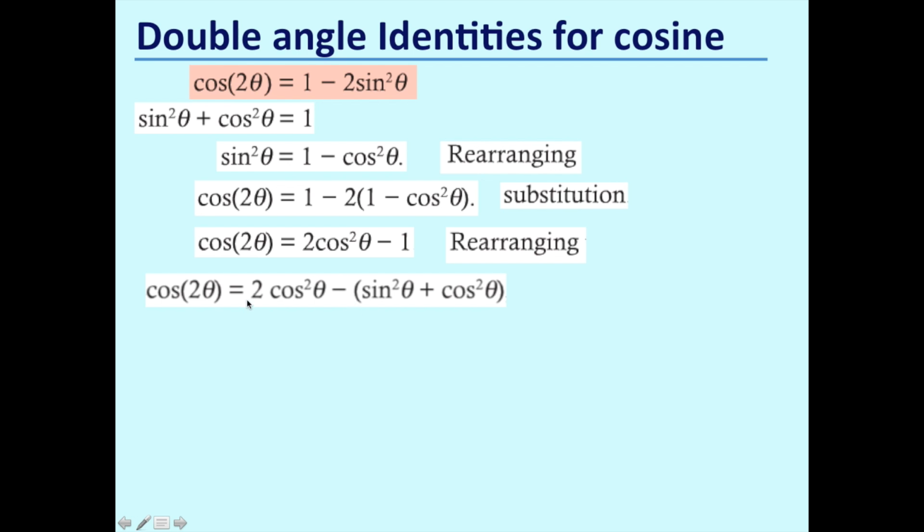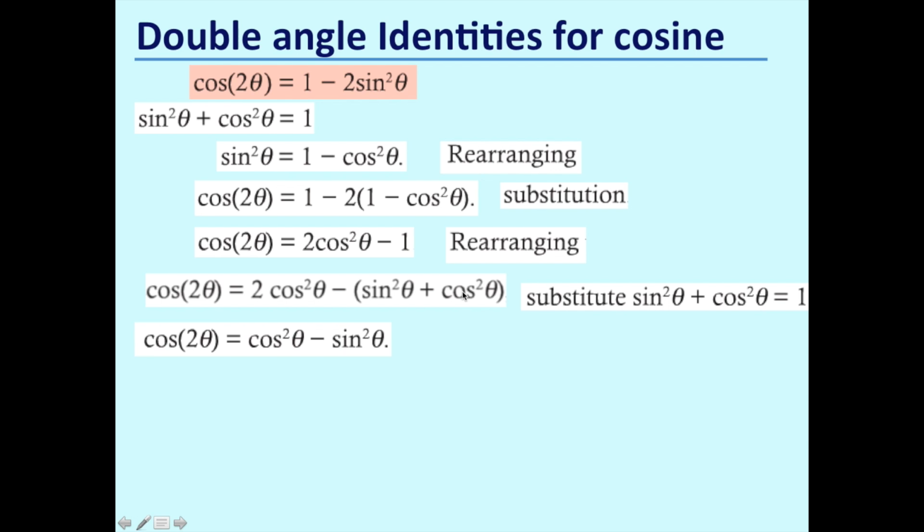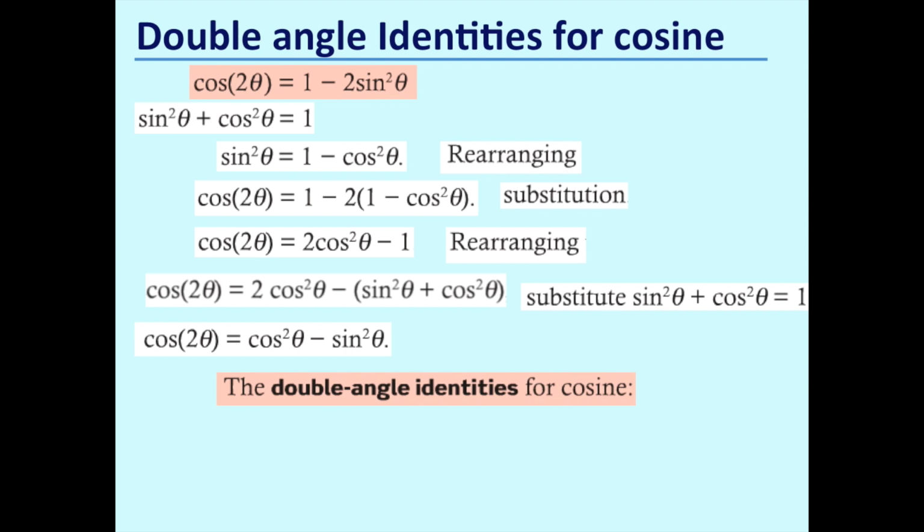And what we're going to have a look at now is a third version. If we take this second version here, cos 2 theta equals 2 cos squared theta minus 1, and now substitute again, instead of 1 here, sine squared theta plus cos squared theta, we end up with this equation here. We can then expand and simplify that to yield a third double angle identity for cosine, which is going to be cos squared theta minus sine squared theta.